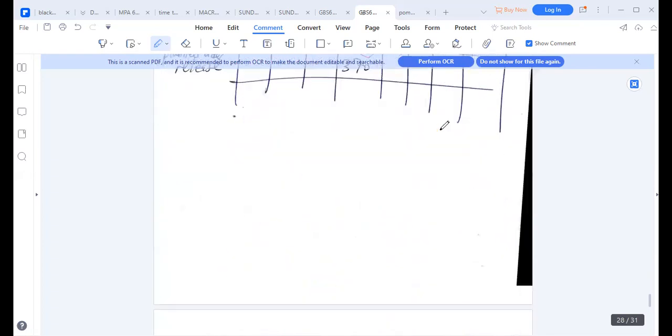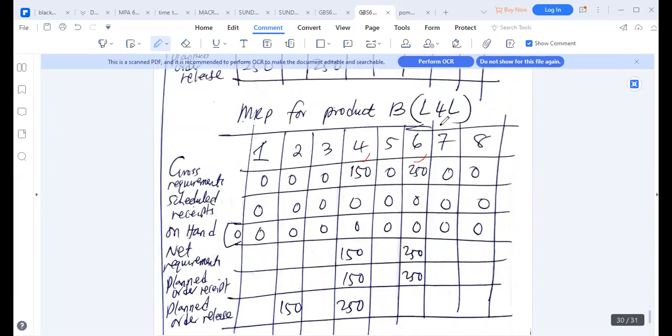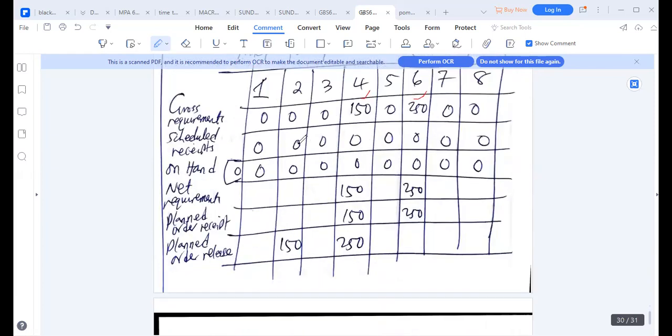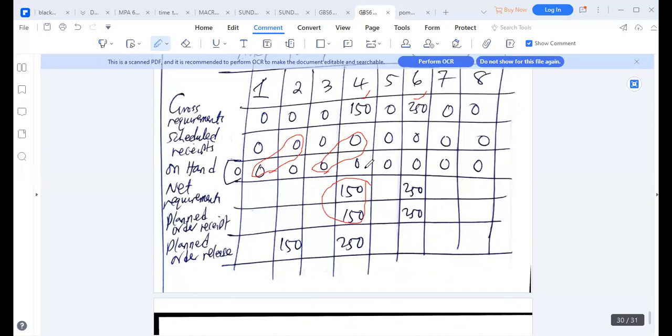So for B, it's lot for lot. So we are simply saying we have 150 and 250. So 0 plus 0 to meet 0 is 0. 0 plus 0 to meet 0, it is 0. 0 plus 0 to meet the demand of 150, we are going to have the net requirement, a shortage of 150. So order the same 150, whatever is needed, that means lot for lot. We are going to remain with 0.